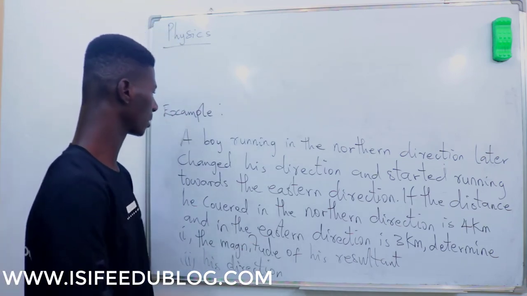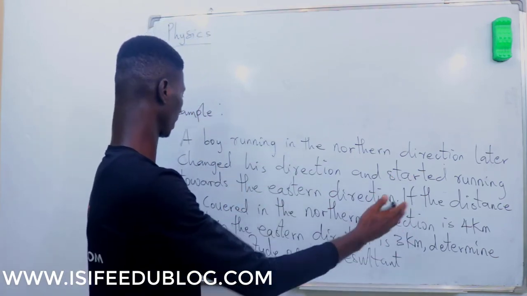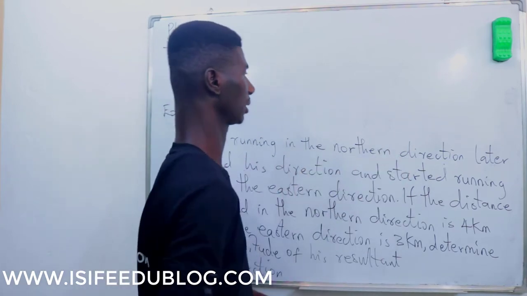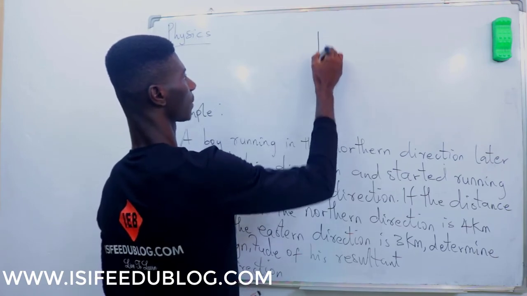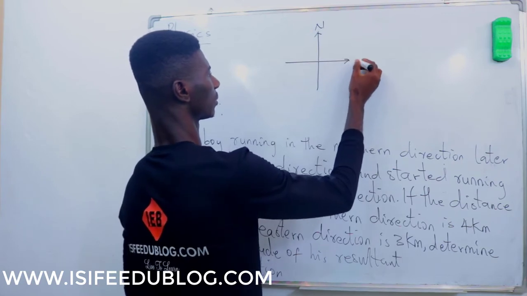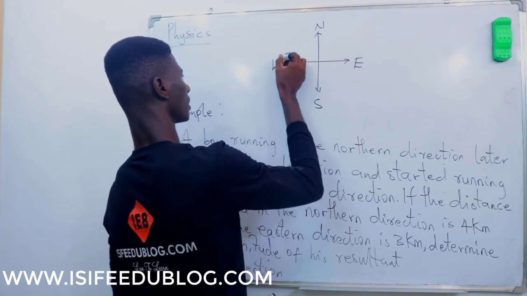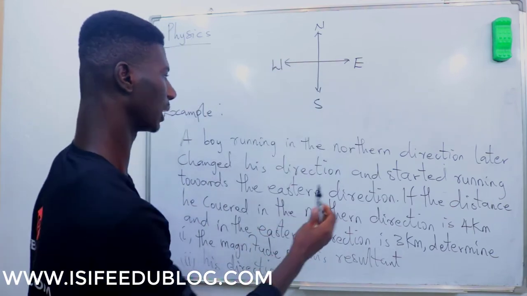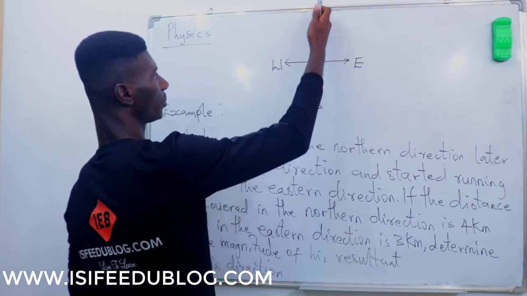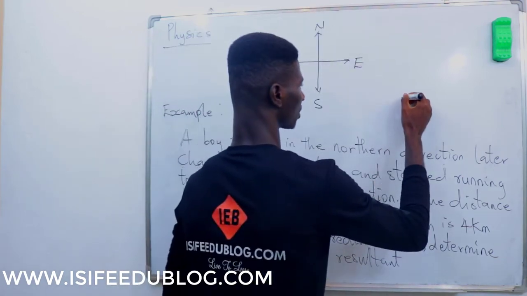The question says, a boy running in the northern direction later changed his direction. The first direction is the northern direction. So we have our four cardinal points. This is the north. This is the east. This is the south, while this is the west. So a boy running in the northern direction, which means the boy started his journey, let's say here, and is running in the northern direction, this way.